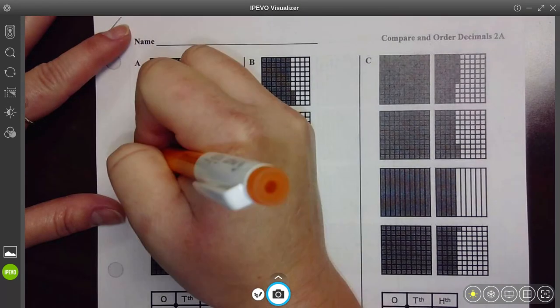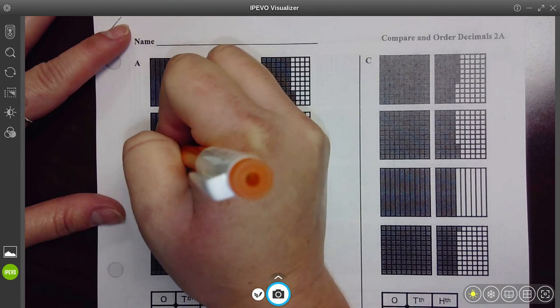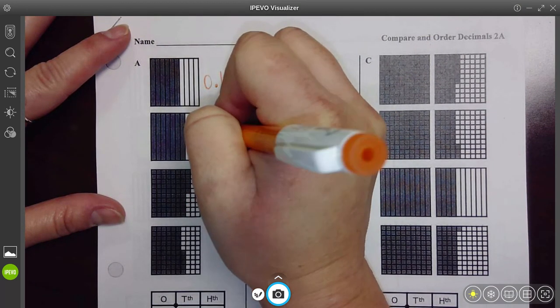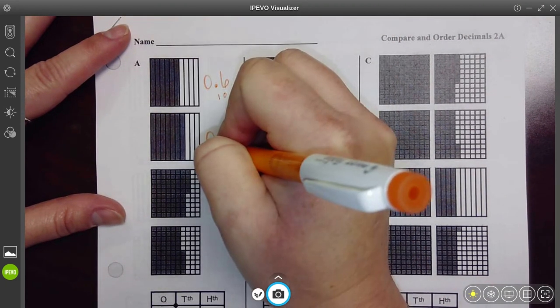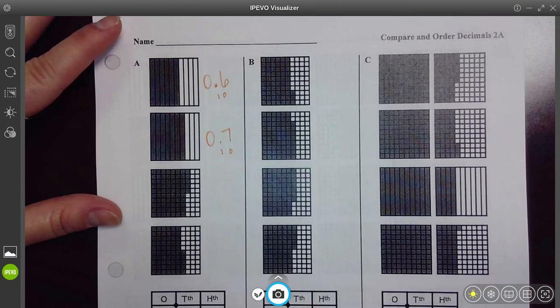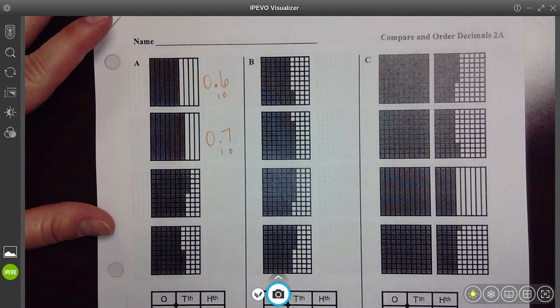Okay, this one is 1, 2, 3, 4, 5, 6, 7, 0 wholes and 7 tenths. And again, if you're questioning if this is tenths, put your 1 under the decimal with the trailing 0. Those are tenths. Okay, now take a look.